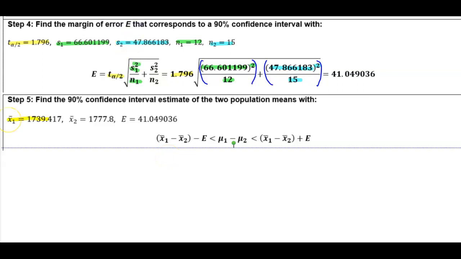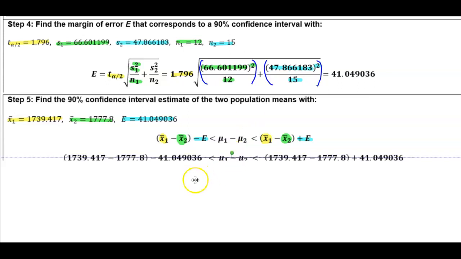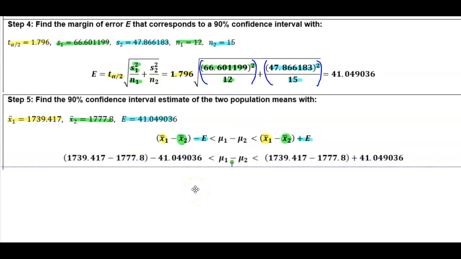So let's go ahead and take a look at this. So we have sample mean 1. There's sample mean 1. There's sample mean 1. And we have sample mean 2, which is here and then there. And then we're going to subtract the margin of error on the left side and then add the margin of error on the right side. So let's go ahead and do that.